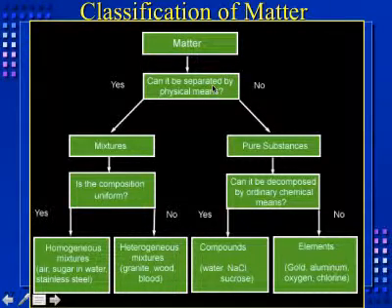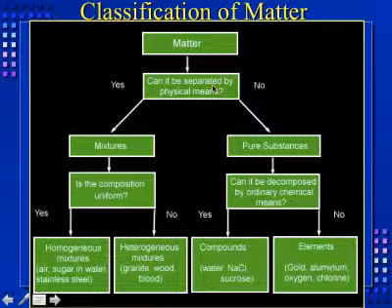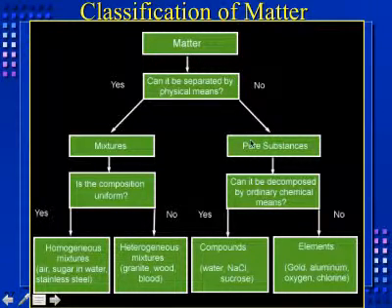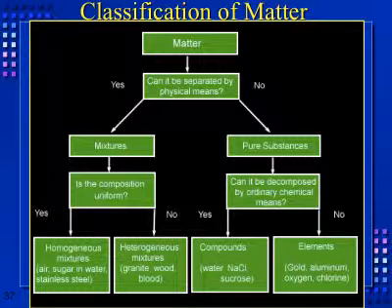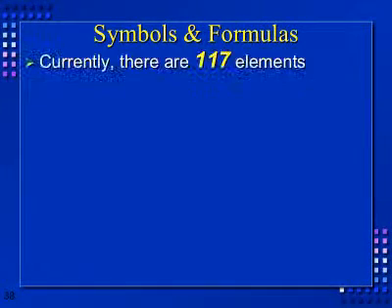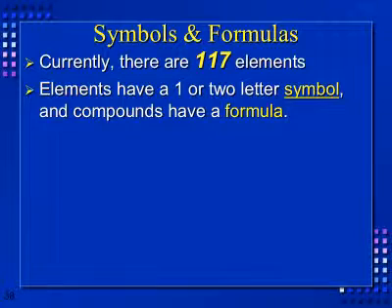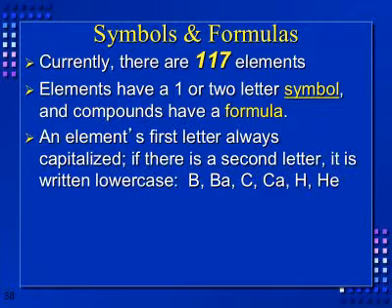Okay, coming back over here, if you cannot separate it by physical means, that means it is a substance. Then you have to ask yourself, can it be decomposed by ordinary chemical means? The question I like to ask is much simpler than that. I just say, is it on the periodic table? If it's on the periodic table, it's an element. If it's not on the periodic table, it is a compound. So salt is not up there, so therefore salt must be a compound.